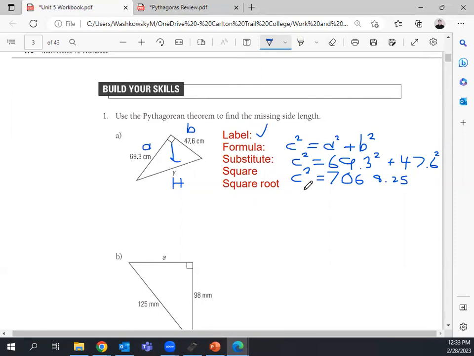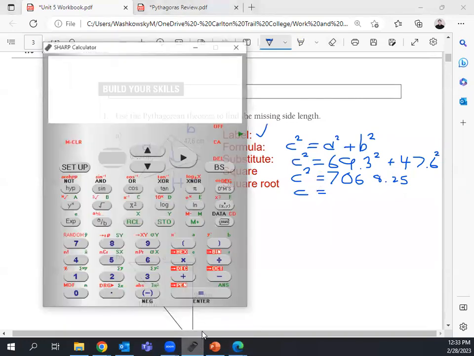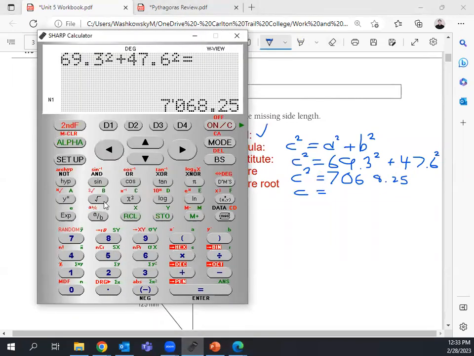So I've squared it, and I'm going to take the square root of it. So I'm going to take the square root of both these things. So the 7,068, take the square root of that. 84 point... Now, to your point, Kim, you're wondering, is it 84? Is it 84.1? Is it 84.07?